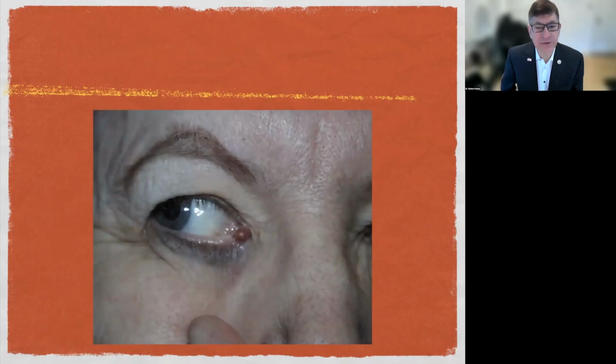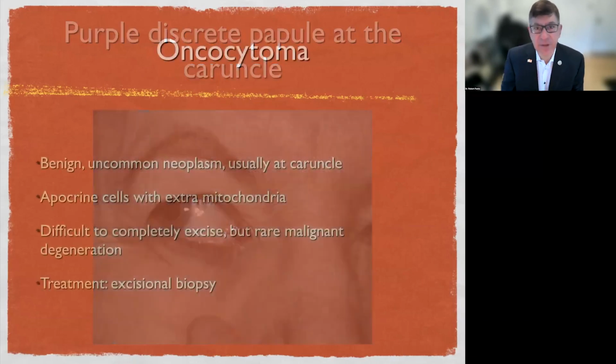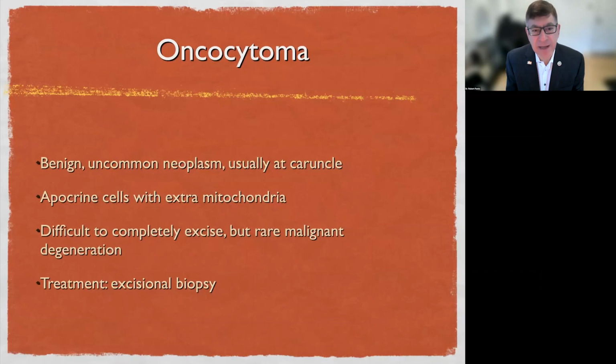How about this one? How would you describe this? Here we have a mass at the medial canthus. I'm describing this as a purple discrete papule at the caruncle. This is called an oncocytoma. Benign, slightly more uncommon neoplasm. It's usually found at the caruncle. It's associated with the apocrine cells with extra mitochondria. These can be difficult to completely excise, but fortunately, they only rarely have malignant degeneration. And the treatment typically is excisional biopsy because we want to know for sure what this is.